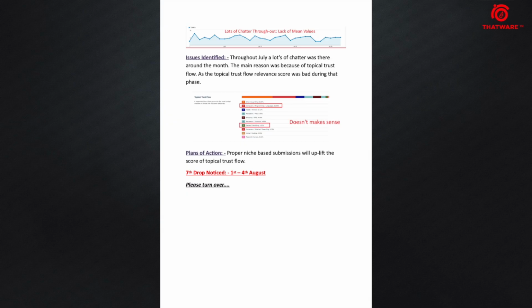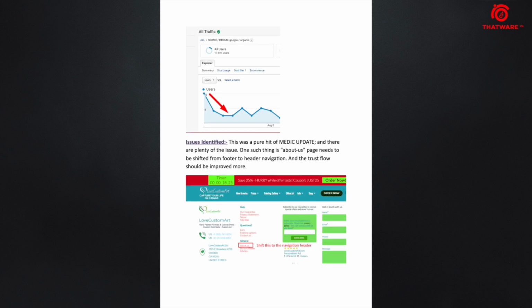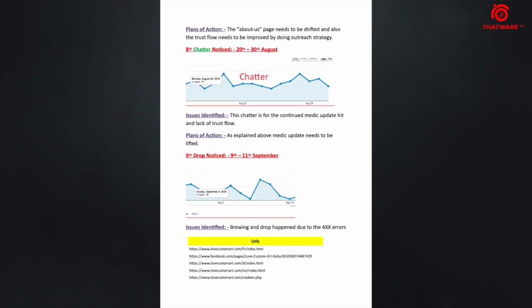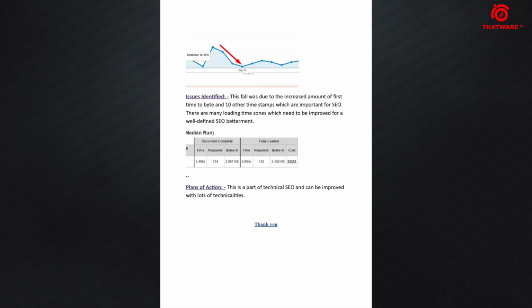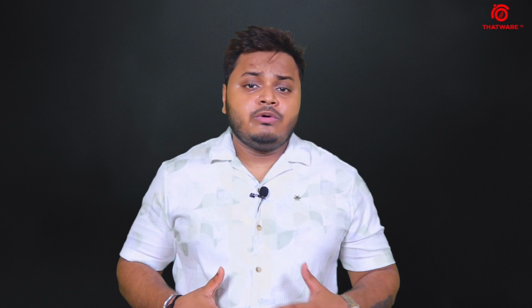For the Medic update, since this was a medical campaign, it was all about inducing more authority about the author. So we moved the About Us from the footer to the navigation to infuse more authority into the site. After that, we fixed a lot of 4xx errors and a lot of coverage issues, and finally the issues were recovered.